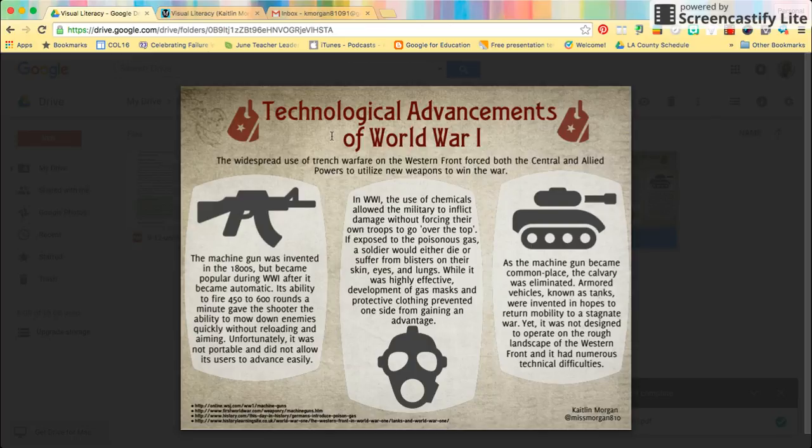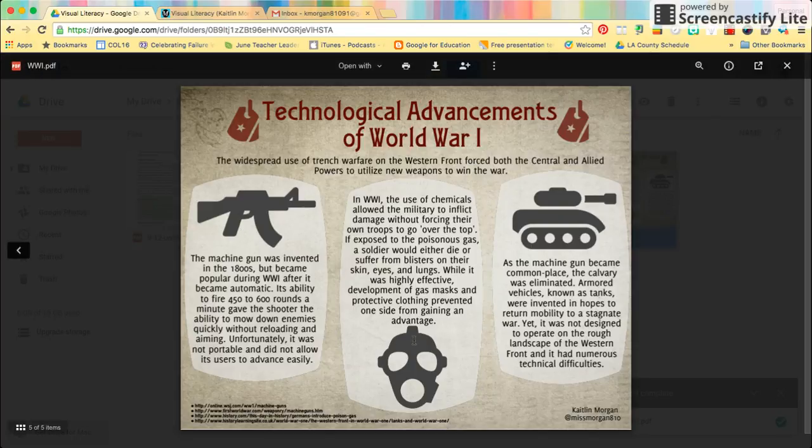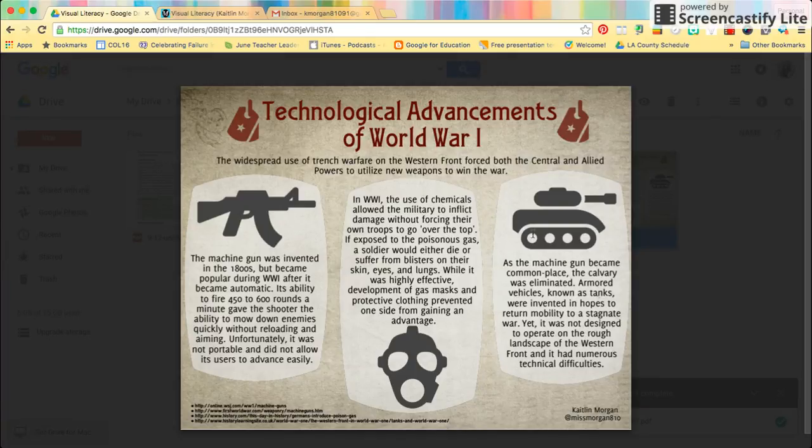I chose just to do 3 different weapons and how they evolved just because it creates a balance in the organization for the information. I didn't want it to be too overwhelming, and I also didn't want it to just be one thing because it would be really empty.